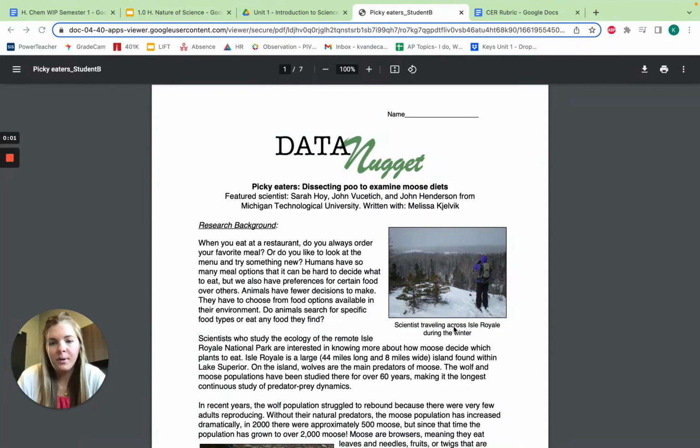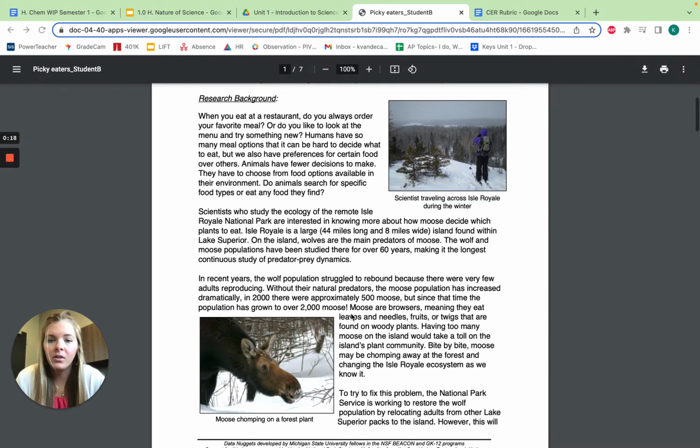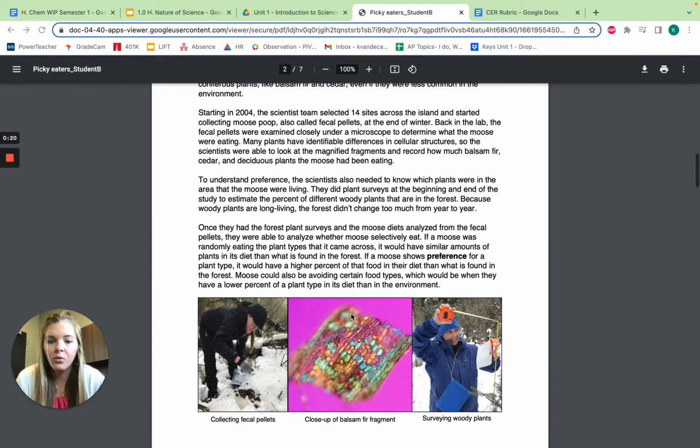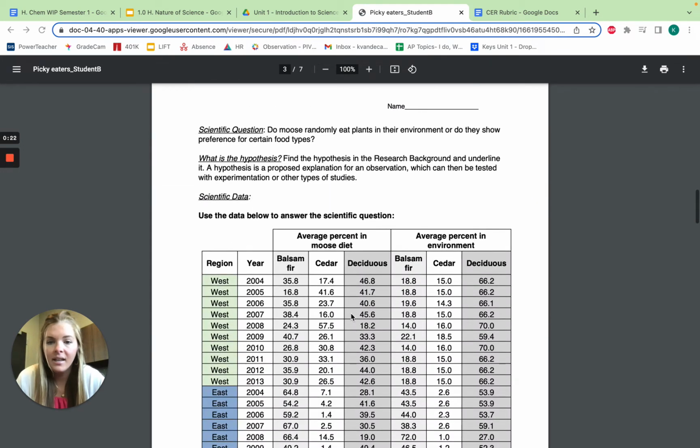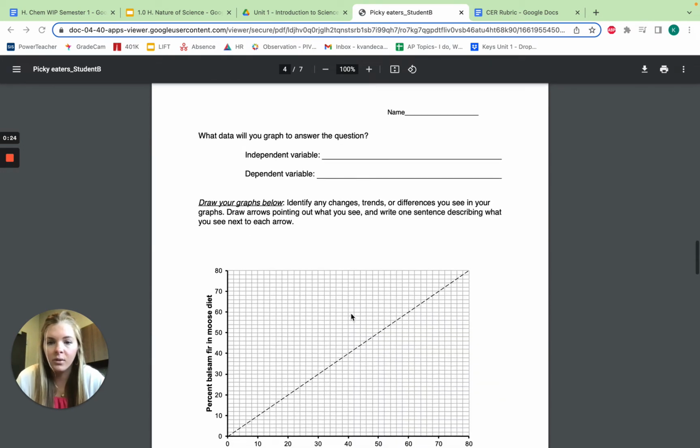Today in class you'll be working on CER and making sure you understand how to write a proper CER in biology. To start this today, the sub will pass out this packet of work to you. It says data nugget on top. You'll be reading an article about picky eaters and moose diets. The article isn't super long, it's about 2 pages, and then there's a bunch of data that you can identify and look through, as well as some graphs.